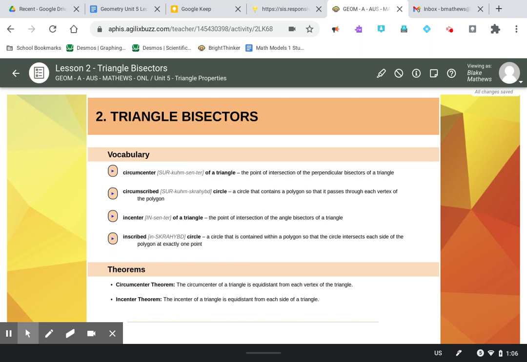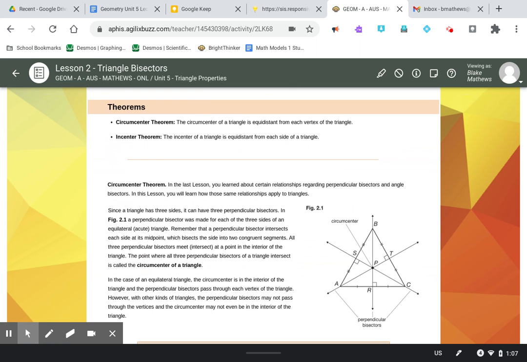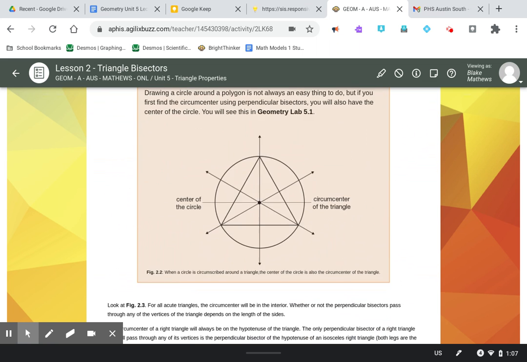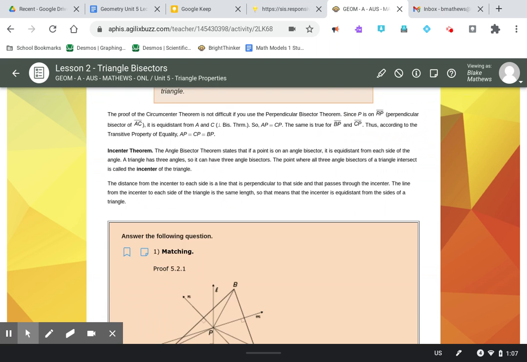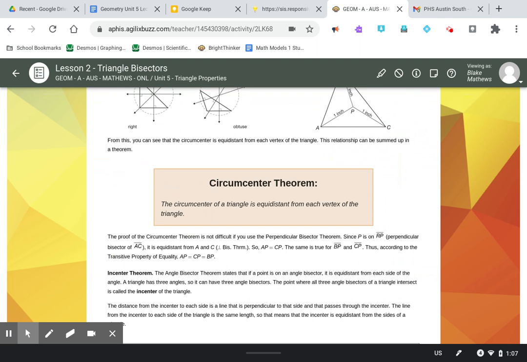All right, this is the Geometry Unit 5 Lesson 2 video over triangle bisectors. In this lesson, they are introducing the idea of different types of centers of triangles. There are two that they introduce in this lesson and then two others that are introduced in the following lesson. What I'm going to do is summarize the material from the lesson, and then I'll work through the proofs here on the video and then give you some tips for how to do some of the other questions.